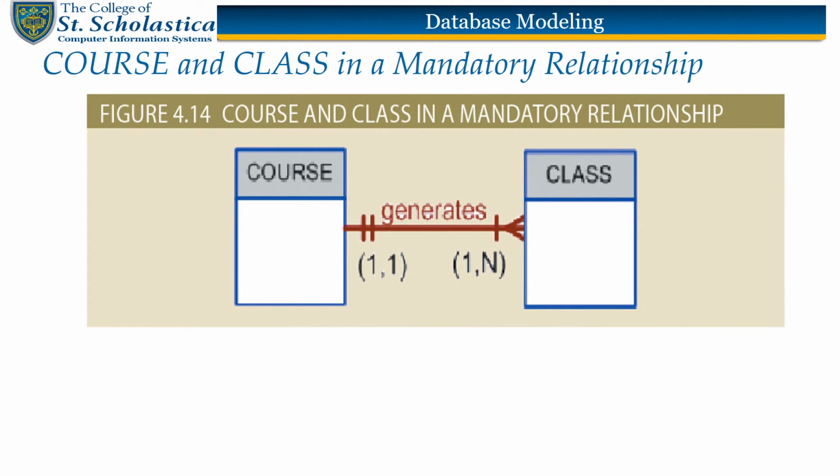"Each course generates one or more classes." In ER terms, each course in the "generates" relationship must have at least one class. Therefore, a class must be created as the course is created to comply with the semantics of the problem. This mandatory participation is depicted graphically as a small hash mark across the relationship line, similar to the crow's foot depiction of a connectivity of 1. The existence of a mandatory relationship indicates that minimum cardinality is at least 1 for the mandatory entity.